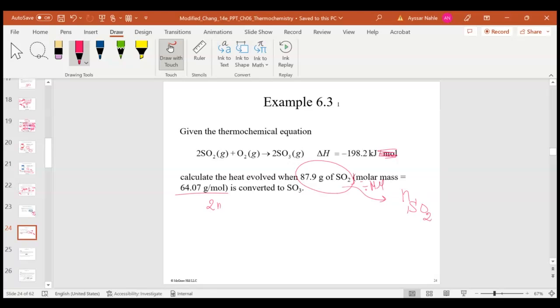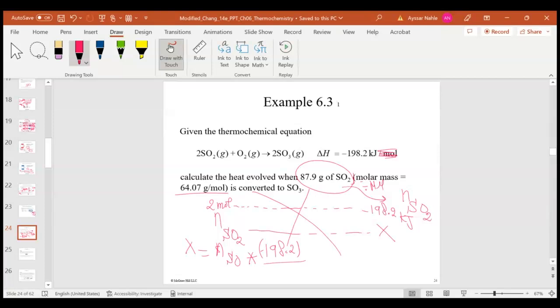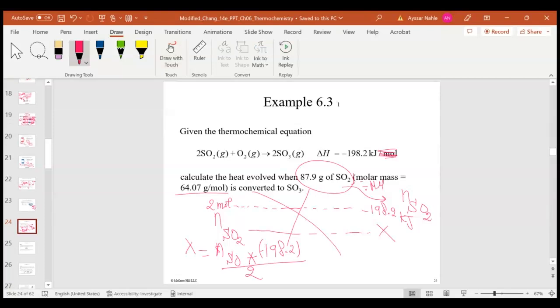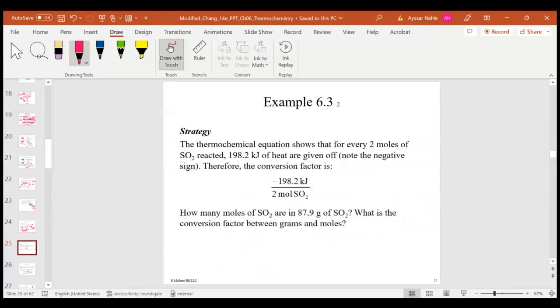I know that every 2 moles of SO2 by reaction is going to give me minus 198.2 kilojoules. So the number of moles of SO2, which I have just calculated, will give me how much? X. Cross multiplication, and X will be equal to the number of moles of SO2 multiplied by 198.2, of course it is negative in here, divide by 2, and that's what we get. Very simple, all right?